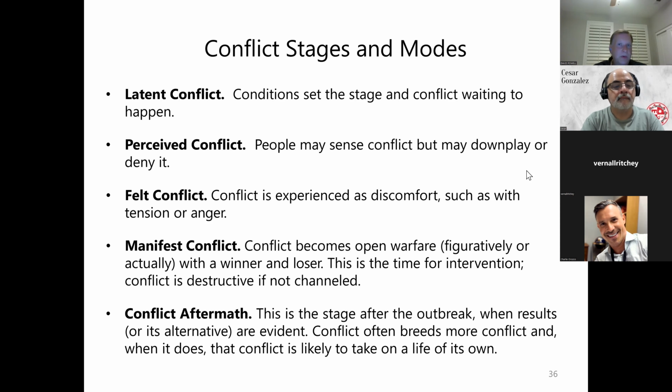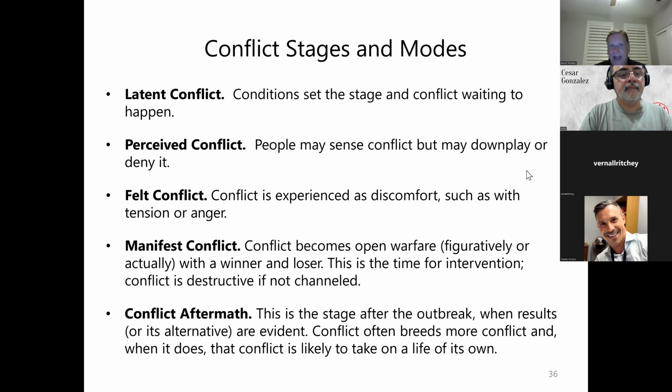If you don't do anything about it at the perceived conflict level, then it'll probably go to the felt conflict level. That's where people in the organization really start to experience it as discomfort. You have a lot of tension, you have a lot of anger that starts to build up over this conflict. This is where the conflict really starts to become dysfunctional. If it's not dealt with at the felt conflict stage, then it's going to morph into manifest conflict. And that's open warfare, where you have members of the organization going at each other. You end up with a winner, you end up with a loser.